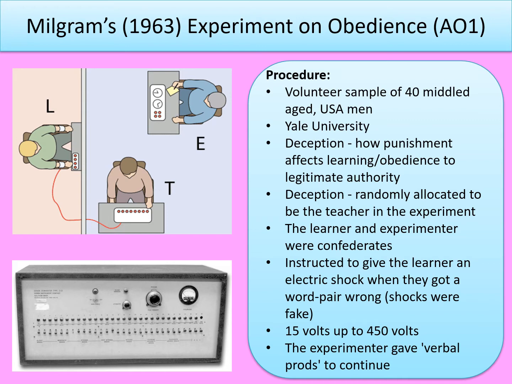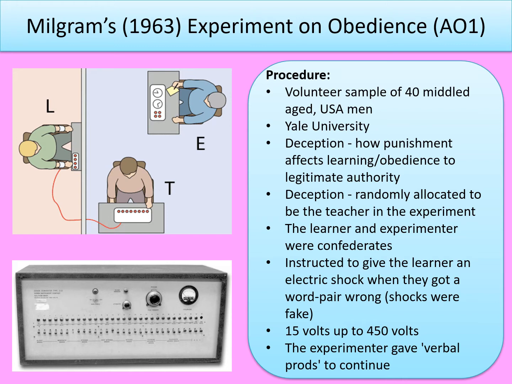So there were three people in the experiment: the learner, the teacher and the experimenter. And the teacher, so our participants, were instructed to give the learner an electric shock when they got a word pair wrong. That was the little task they were given. The shocks were actually fake. And so the teacher would start off by giving 15 volts of electric shock to the learner, the fake shock, and then that would increase by 15 volts all the way up to 450 volts.